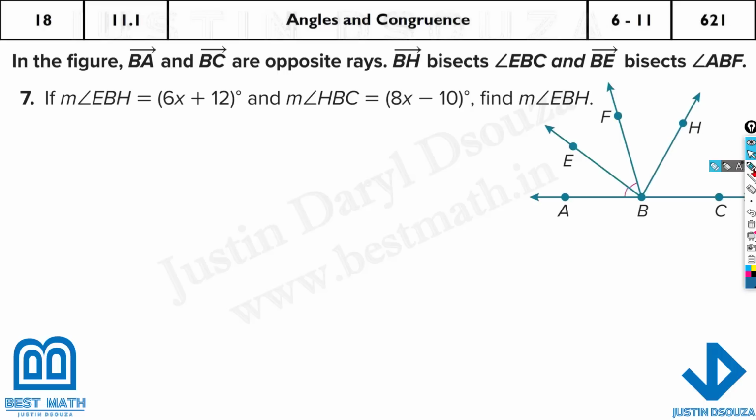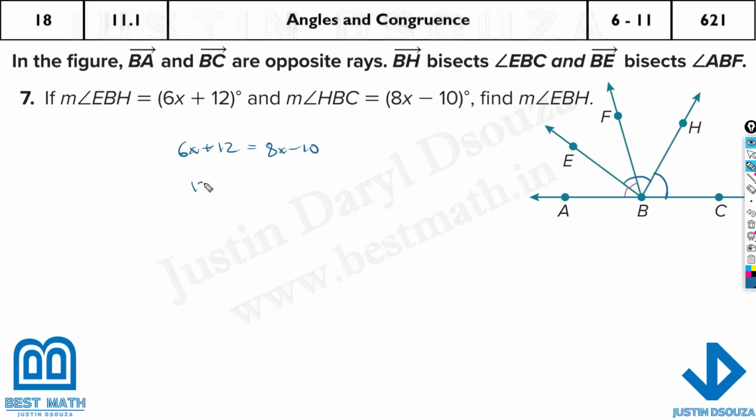Now the next one, the conditions are the same, the main conditions. It's just that EBH, where is EBH? This is given, and HBC, you can see this over here. They both are equal to each other because BH is the angle bisector. We have been already told that in the question. So now we just have to equate it. Please write all the steps and everything as we had written before. Now I'm going to directly substitute 6x plus 12 equals 8x minus 10.